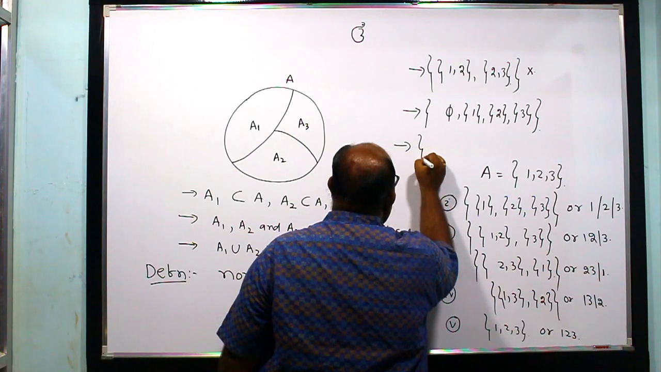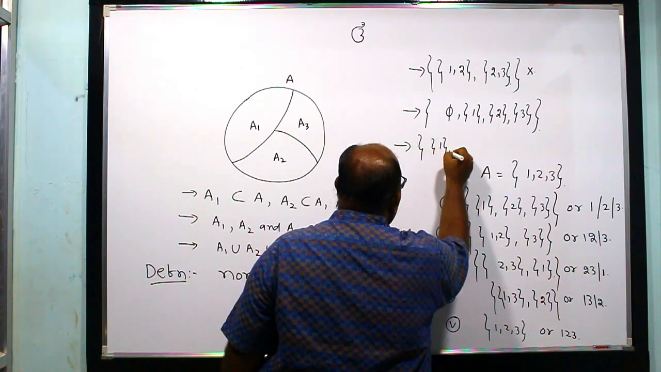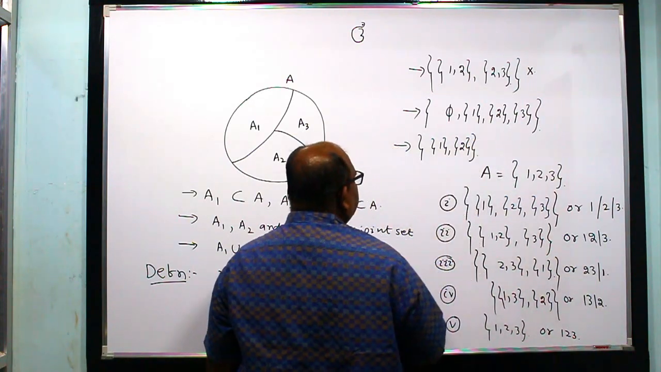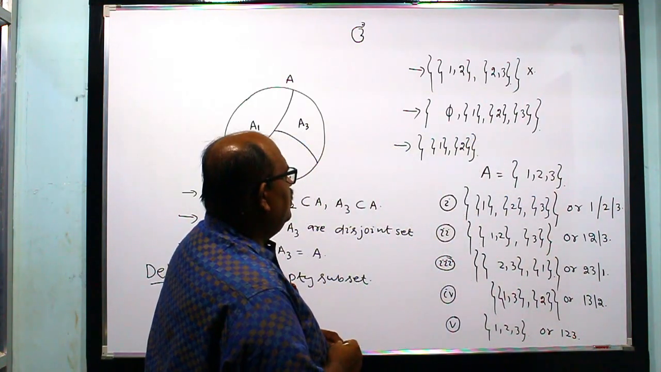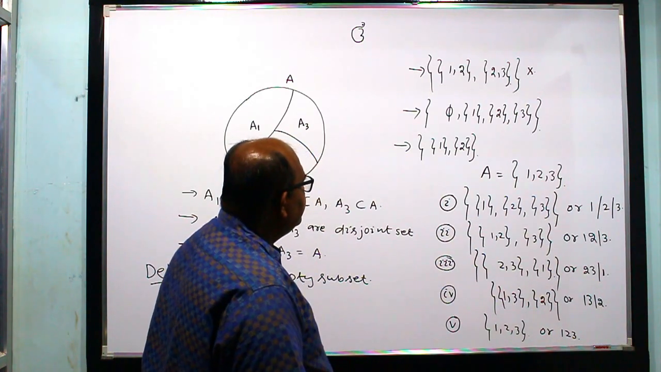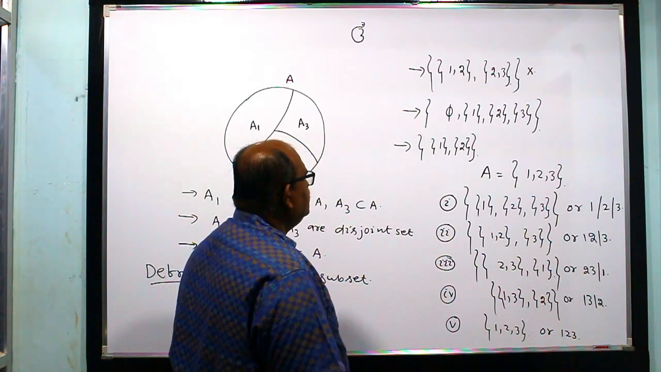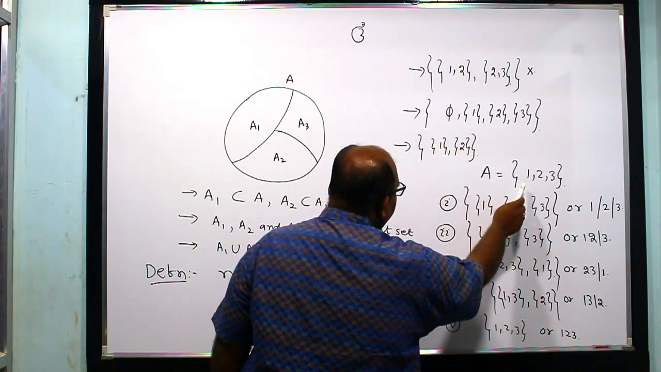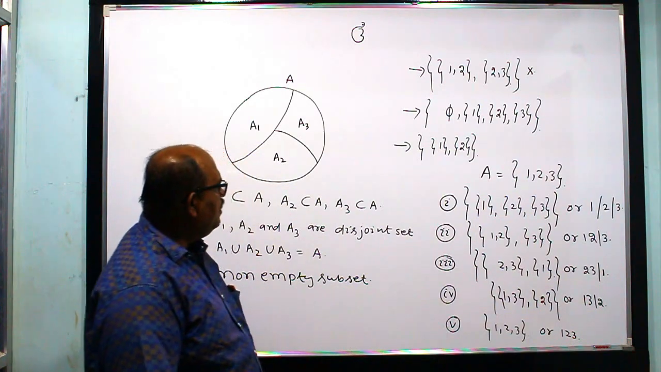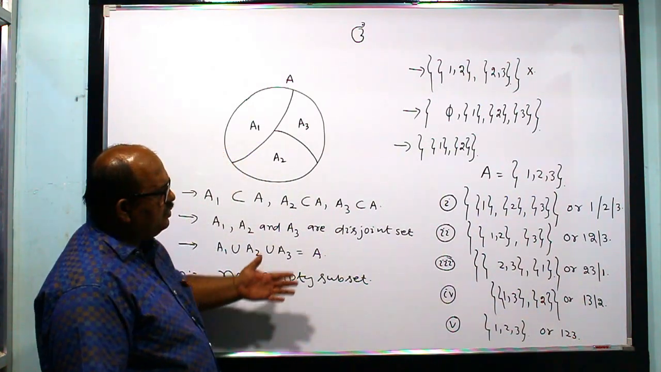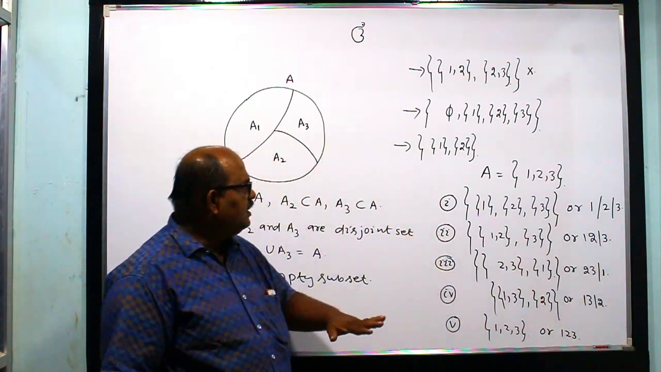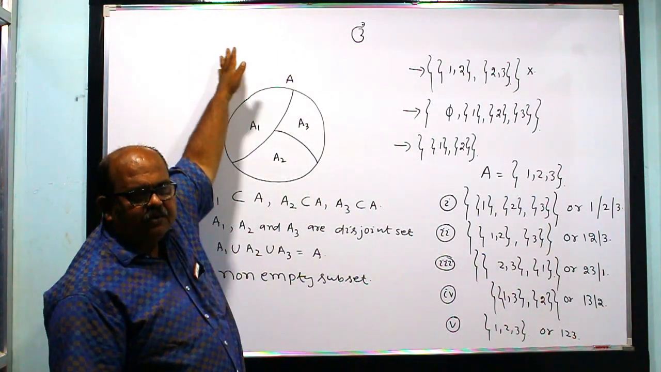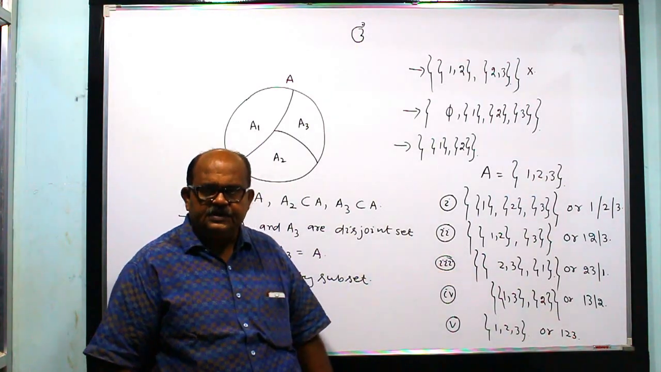Similarly, if I write {1, 2}. Is it a partition? No. Why? 3 is absent. Yes, because 3 is absent. If we unite them, then we cannot get set A. Okay. Very simple, students, how to write partitions of a set. So we have discussed the meaning of partition and how to write partitions of a set.